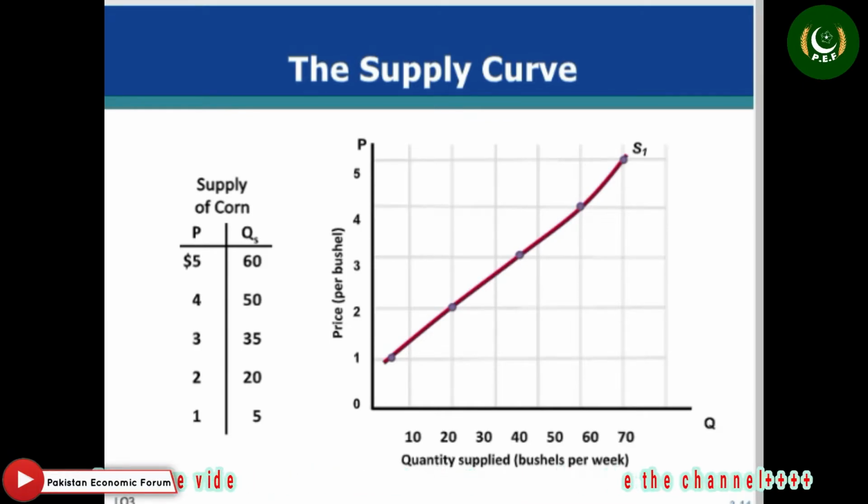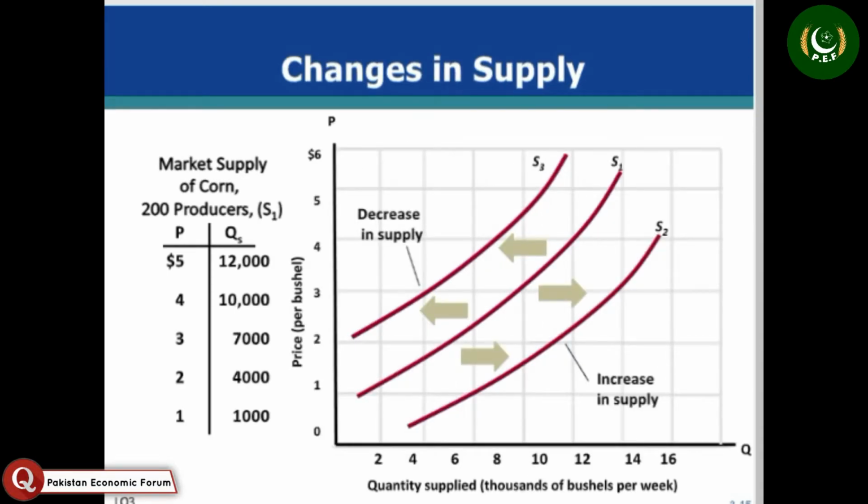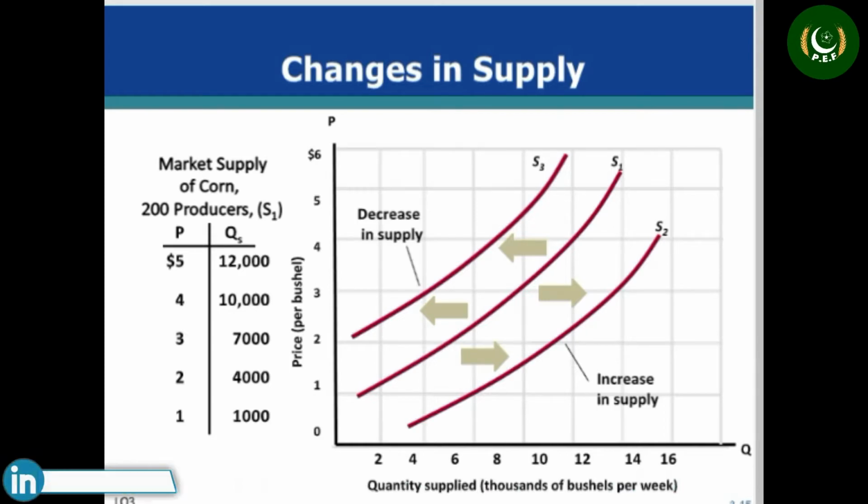Other things equal, producers will offer more of a product for sale as its price rises, and less of the product for sale as its price falls. A change in one or more of the determinants of supply causes a change in supply. An increase in supply is shown as a rightward shift of the supply curve, as from S1 to S2. A decrease in supply is depicted as a leftward shift of the curve, as from S1 to S3.